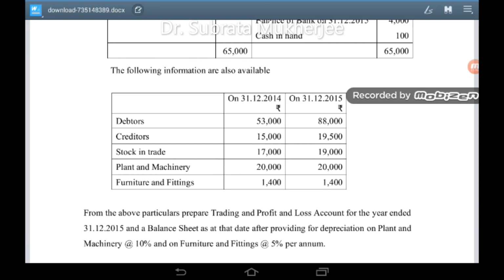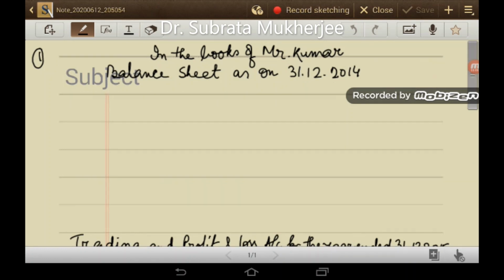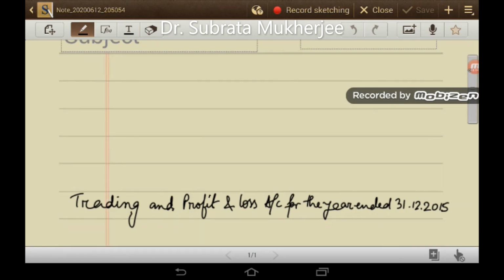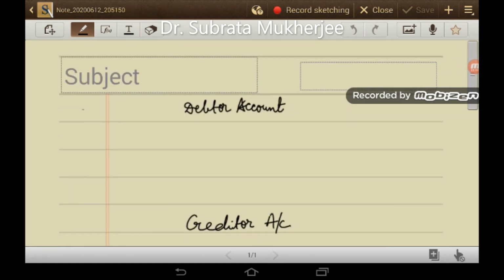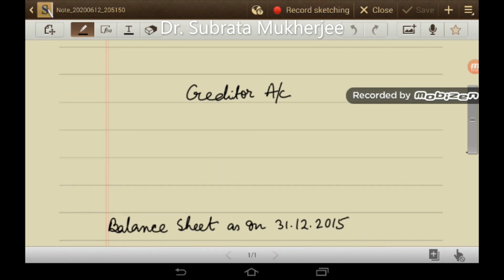From the above particulars, prepare trading and profit and loss account for the year ended 31st December 2015 and the balance sheet as at that date, after providing for depreciation on plant and machinery at 10% and on furniture and fittings at 5% per annum. In this problem, we have to prepare the opening balance sheet as on 31st December 2014, trading and profit and loss account for the year ended 31st December 2015, debtor account, creditor account, and the closing balance sheet as on 31st December 2015.